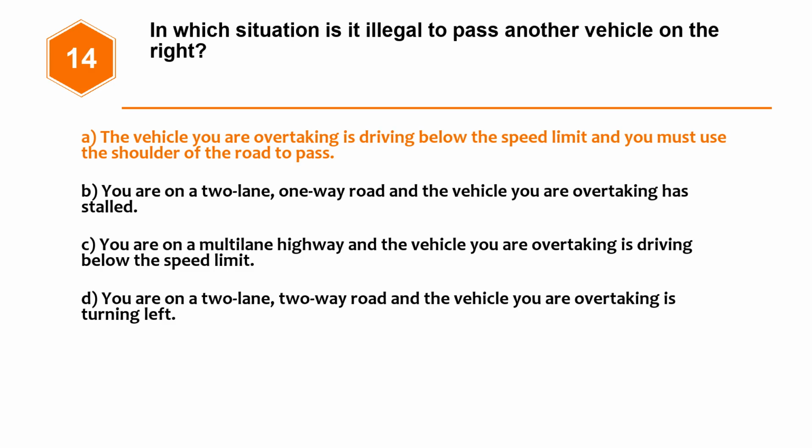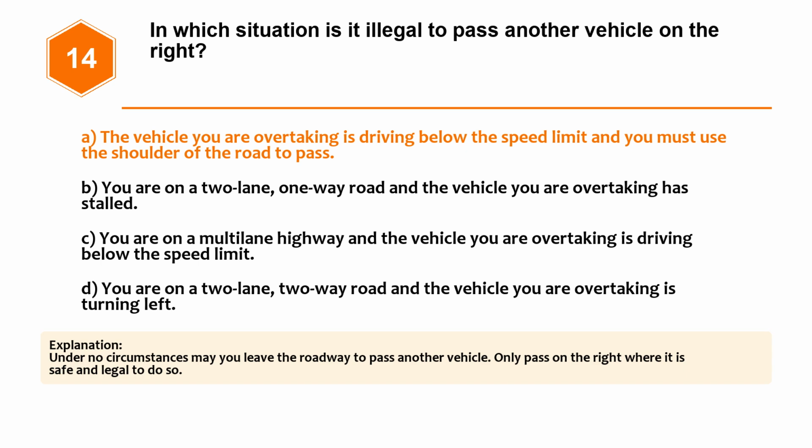The correct answer is option A. The vehicle you are overtaking is driving below the speed limit and you must use the shoulder of the road to pass. Explanation. Under no circumstances may you leave the roadway to pass another vehicle. Only pass on the right where it is safe and legal to do so.